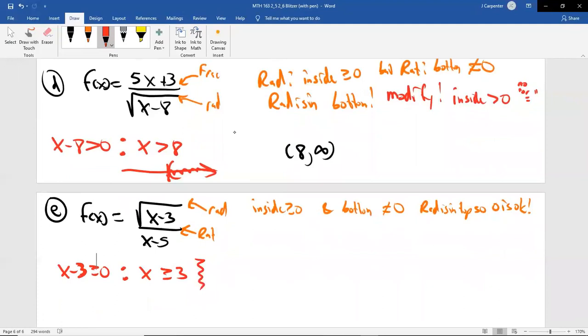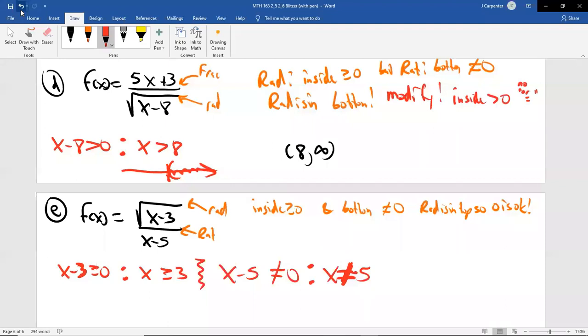Conversely, the bottom's not allowed to be 0, so we take the bottom and say, hey, you can't be 0. So we set the x minus 5 not equal to 0. Add 5 to both sides, and you get x can't be 5. And again, if you're not using the not equal symbol, that's okay, as long as you understand that x can't be 5. So these are two conditions that this problem has to handle.